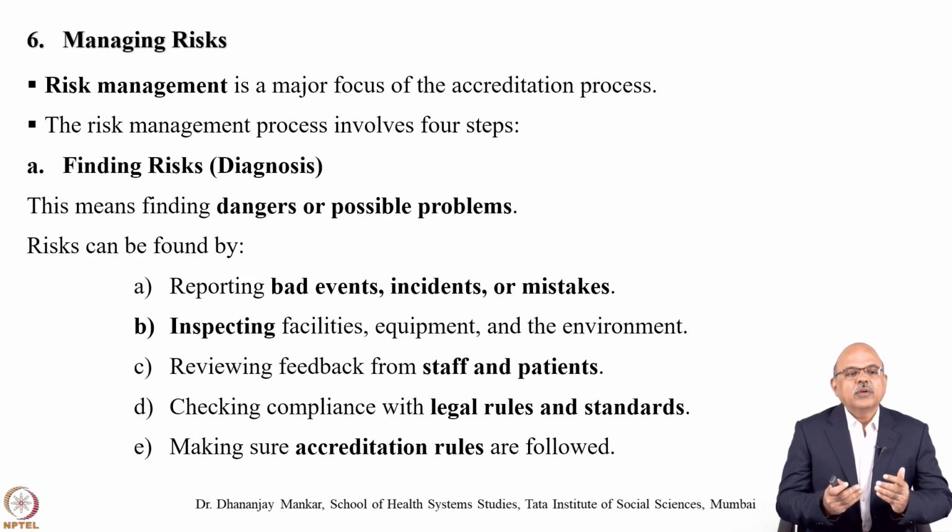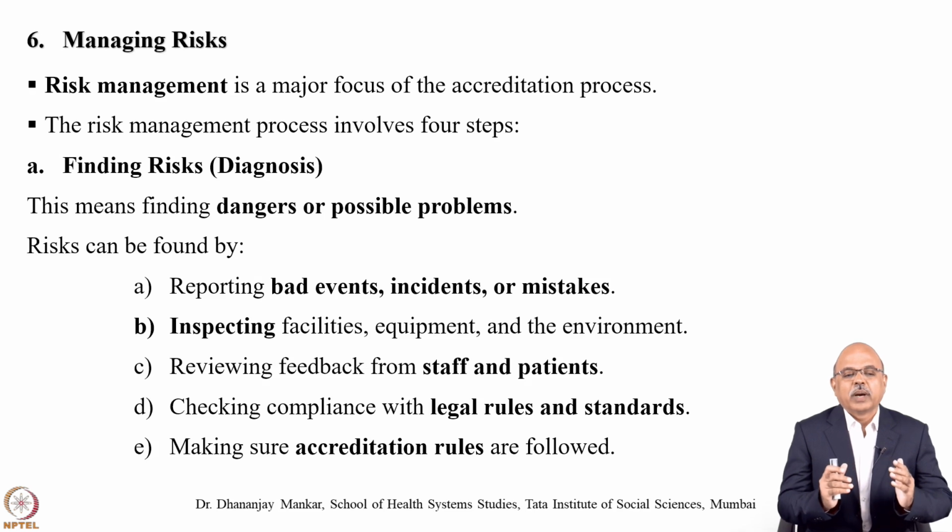Now, we'll focus on managing risk. How is risk management done? Risk management is a major focus of the accreditation process. Risk comes at any time, and the risk management process involves 4 steps. The first one is finding the risk. What is the risk? Where is the risk? And in what way can we deal with the risk? That is called diagnosis. This means finding dangers or possible problems.